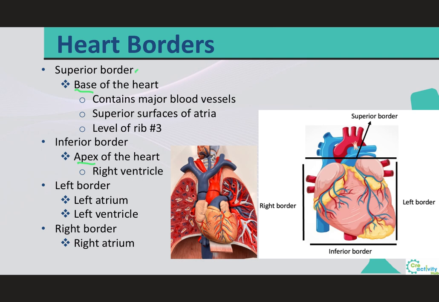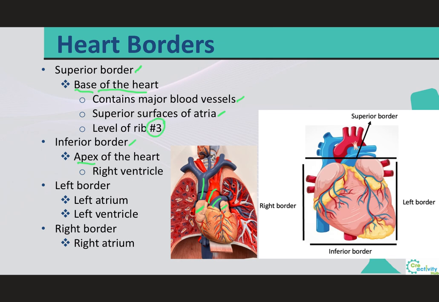On the superior border, we have, like I said, the base of the heart, which will contain the major blood vessels, like for example, the superior vena cava, the aorta, and the pulmonary trunk. It will also contain the superior surfaces of the atria, and since it is the top part of the heart, it will be located around rib number 3.